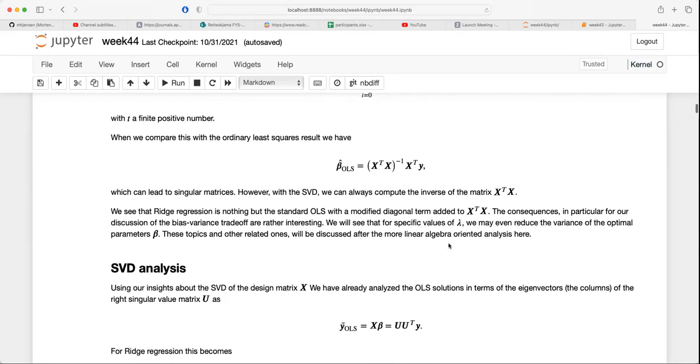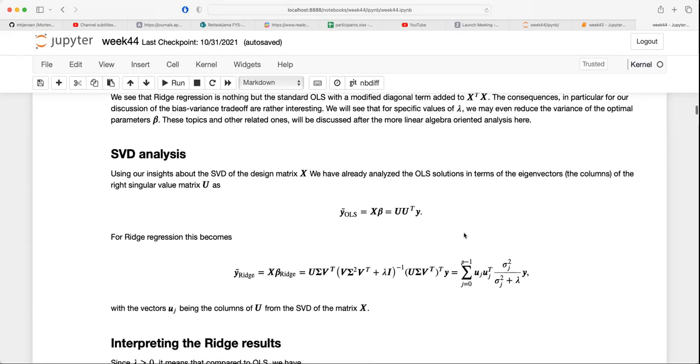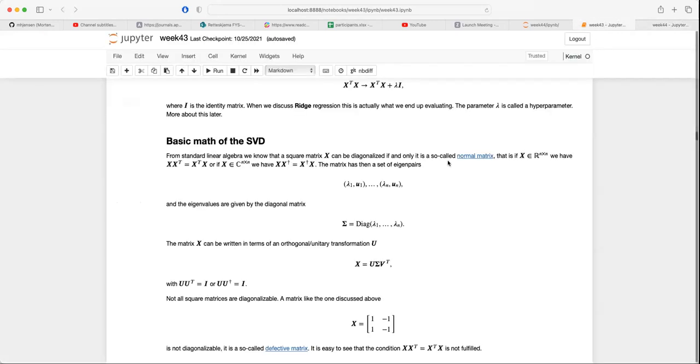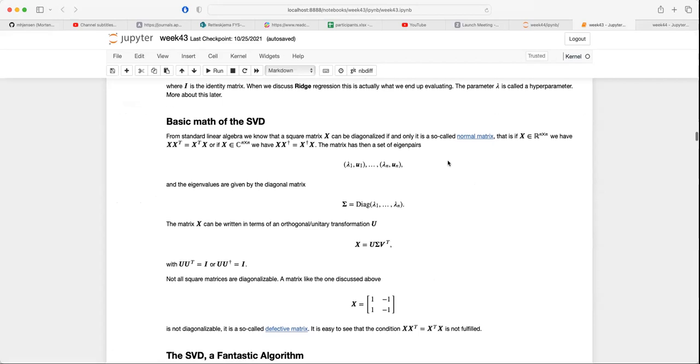So the thing which we did last week was to go through that, but we also started to discuss the singular value decomposition. So let me bring that back with the slides which we had last week. So we started to look at the basic mathematics of the singular value decomposition.